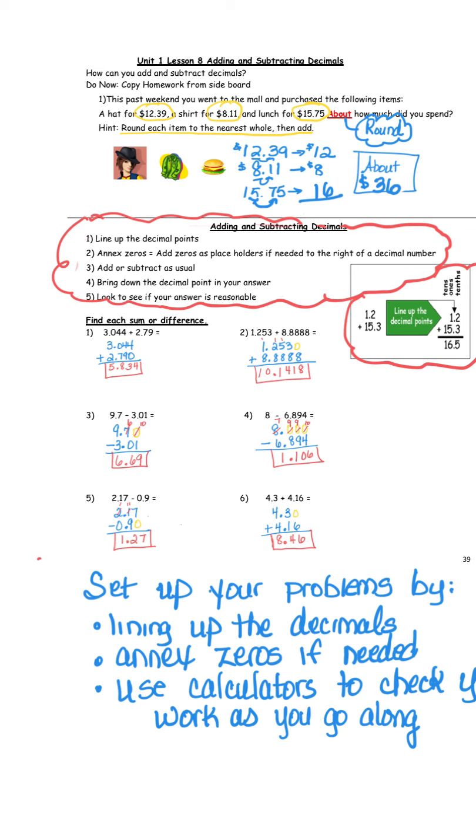For the do now, you can see that the directions stated to round each item to the nearest whole, then add. Remember, the nearest whole number is the ones place. So when we rounded each of these numbers, $12.39 rounded to 12, $8.11 rounded to 8, $15.75 rounded to 16, we add them all together to get a total of 36.